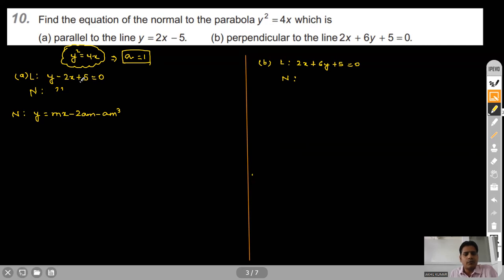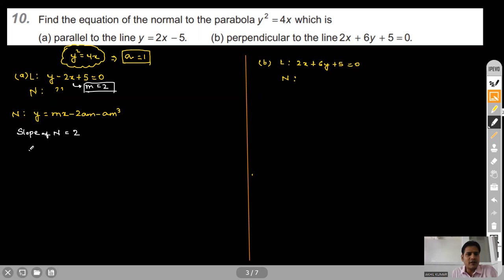Why am I writing in slope form? If you see, we know the slope of this line, so we know the slope of the normal. Why? Because what is the slope of this line? y is equal to 2x minus 5. So the slope of this line is 2, right? So the slope of normal should also be 2. So we can say this value of m will be equal to 2.